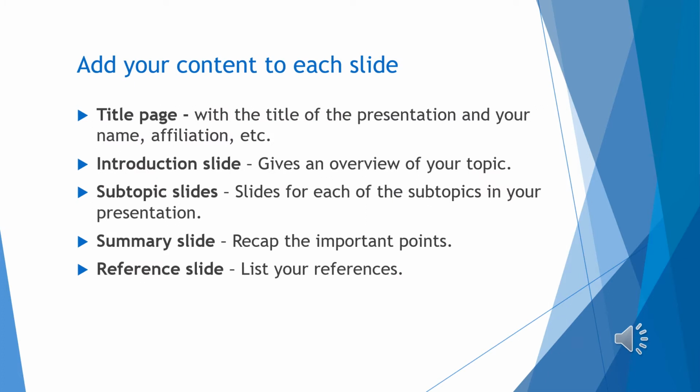So next, you add the content to each slide. The title page typically has the title of the presentation on it and your name, affiliation, and other information you might want to include, like co-authors. The next slide would be the introduction slide, which gives an overview of your topic. After that, there's a series of subtopic slides. So these are slides for each of the subtopics in your presentation, maybe some graphs and that sort of thing. And then next, there's the summary slide, where you recap the important points of your presentation. And finally, at the end, and just as important, is your reference slide. That's where you list your references in APA style.